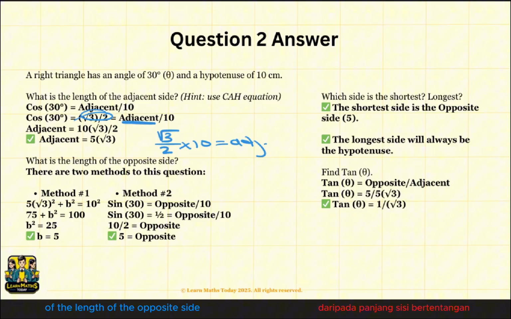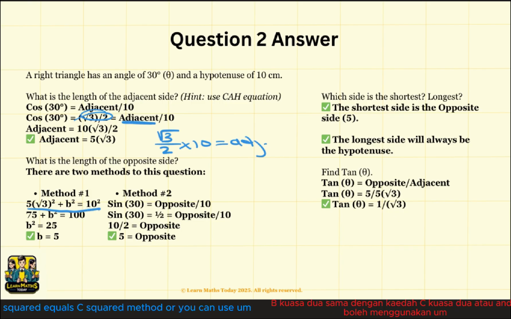Next, for part 2 of this question, I asked you to find the value of the length of the opposite side. Now, there are 2 different methods you can use to solve this. If you remember back to Pythagoras' theorem, you can use the hypotenuse length and the adjacent side to calculate the opposite side using the a squared plus b squared equals c squared method, or you can use sine instead of cosine to find the opposite side. However you do it is really up to you. Since I've already covered Pythagoras' theorem quite a bit, I'm going to let you decide whether you want to do that, but I will walk through the sine method with you.